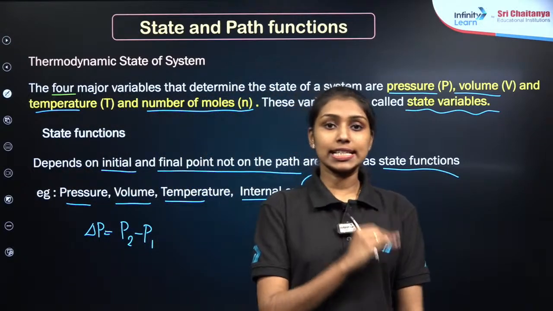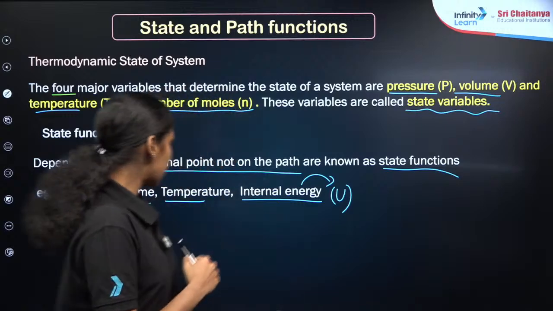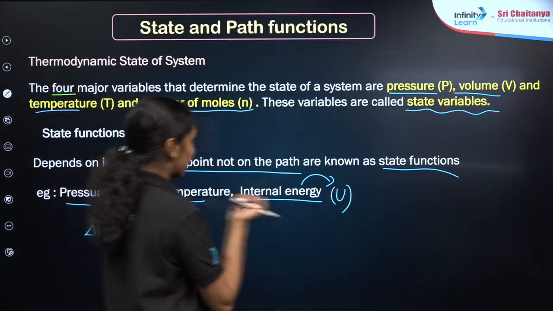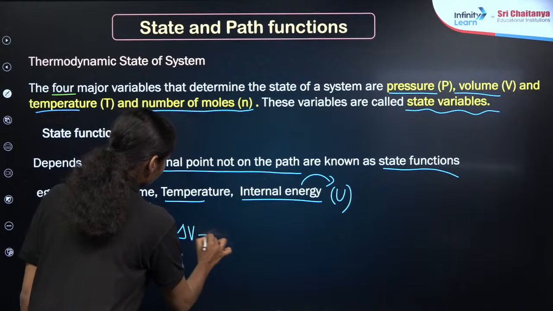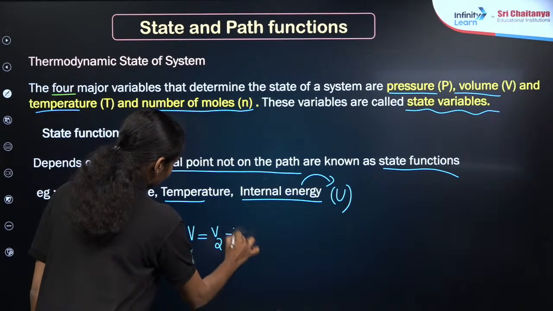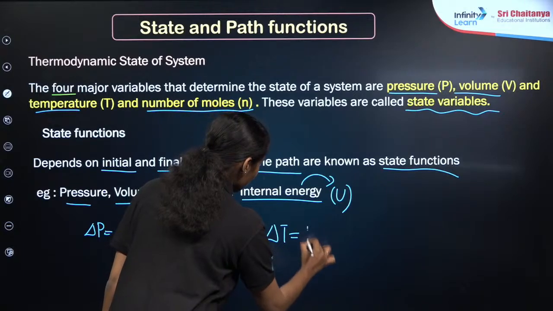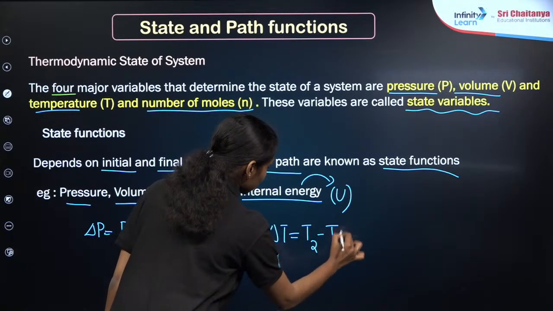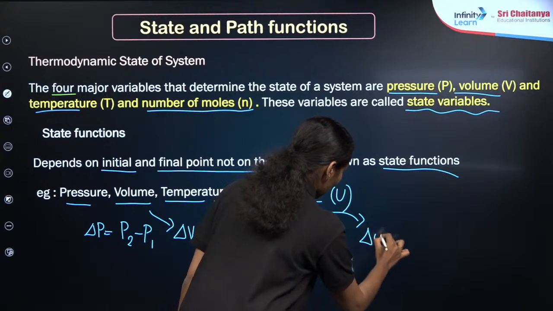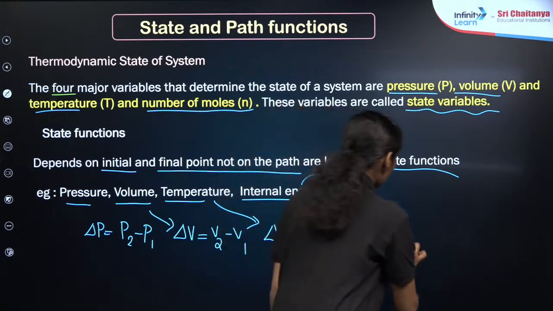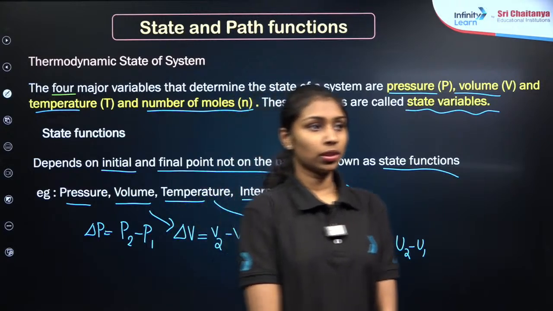That type of function which can be defined by using the initial as well as final point of the state is known as a state function. Clear? Similarly, you can take delta V is equal to V2 minus V1. Then temperature is also delta T is equal to T2 minus T1, which means they depend on the state. As you will see in detail in tomorrow's session, delta U is equal to U2 minus U1 also. Clear?